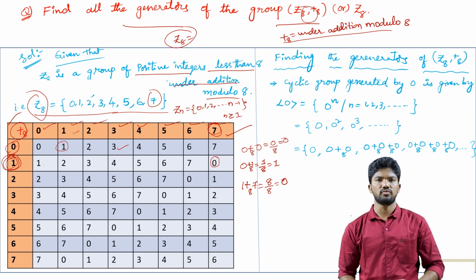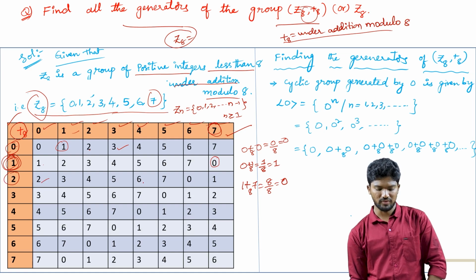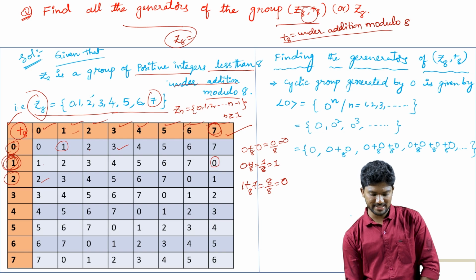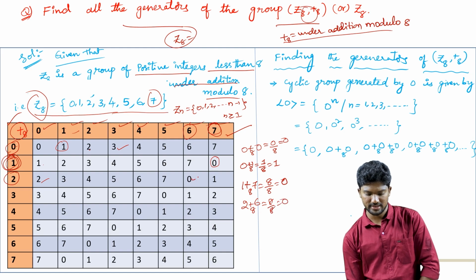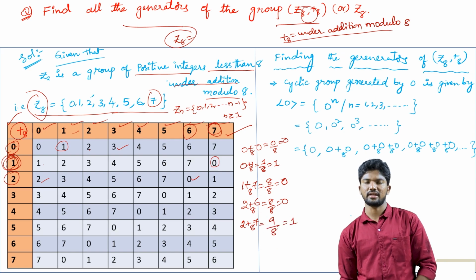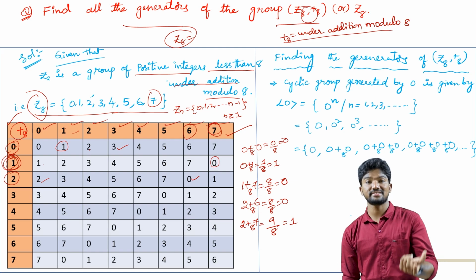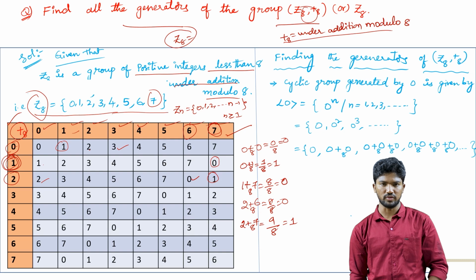Similarly, we have to fill this whole table. With respect to 2: 2 plus 0 is 2, 2 plus 1 is 3, then 4, 5, 6, 7. Here 2 plus 6 under addition modulo 8 is 8, and 8 by 8 leaves remainder 0. Next, 2 plus 7 is 9, and 9 divided by 8 gives multiplier 1 and remainder 1, so I am writing 1 here. In this format you have to find all the elements.